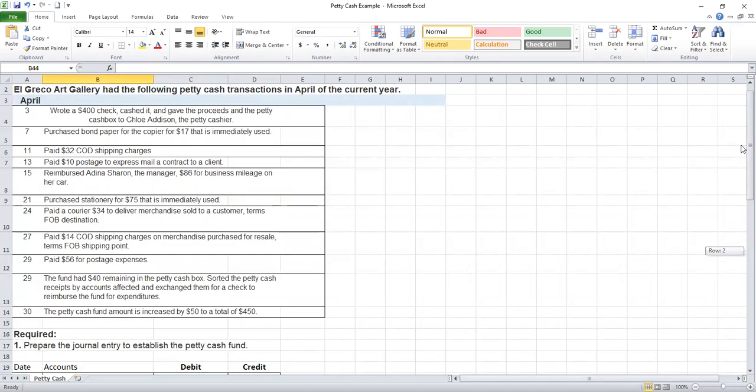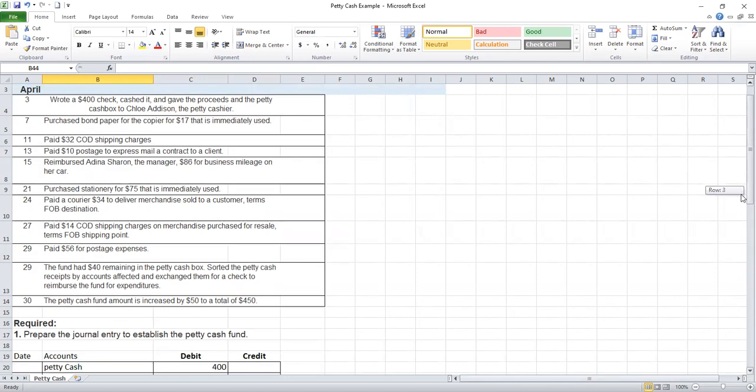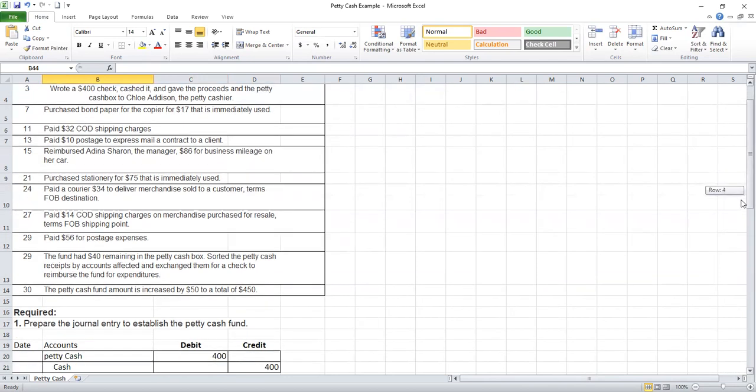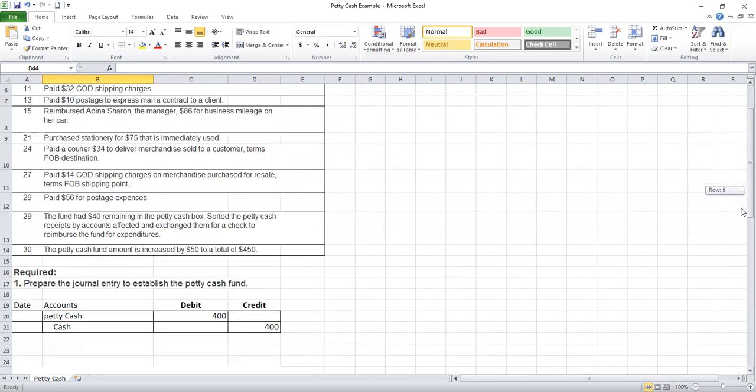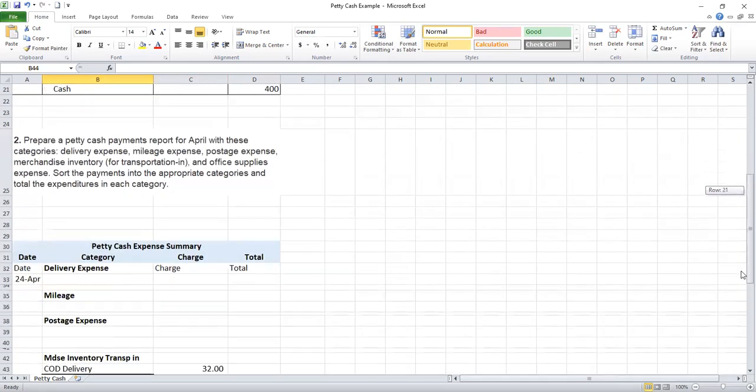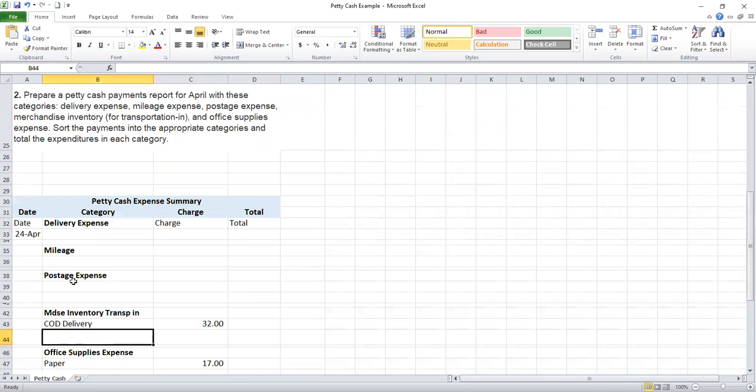April 13th, paid $10 postage to express mail a contract to a client. All right, so go down here. Okay, look at that. We have postage expense. Okay, I'll put express mail, $10. All right, so far we got 3 things accounted for.